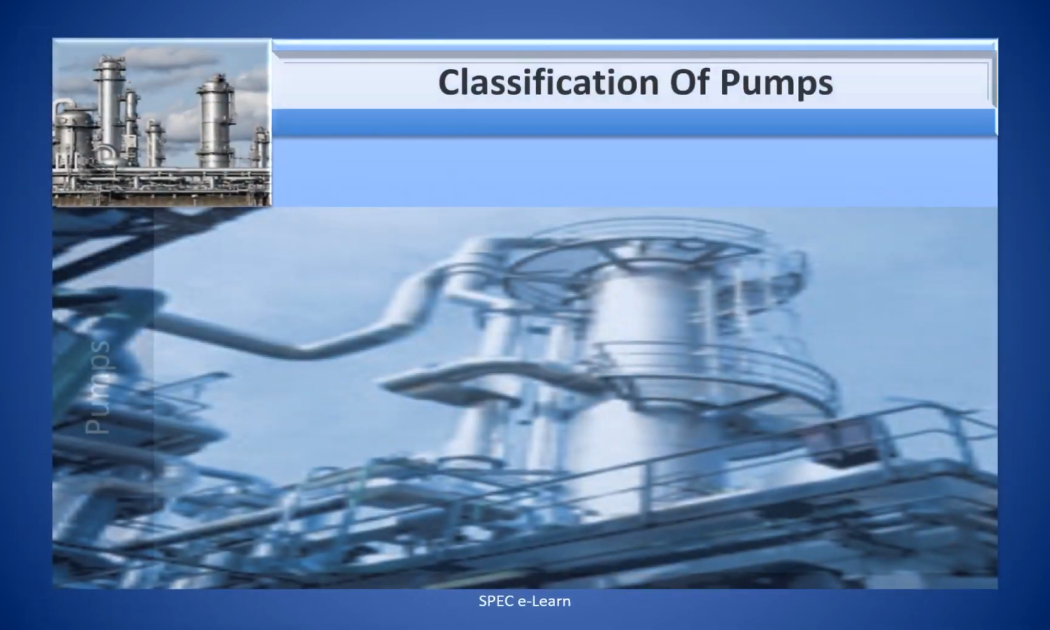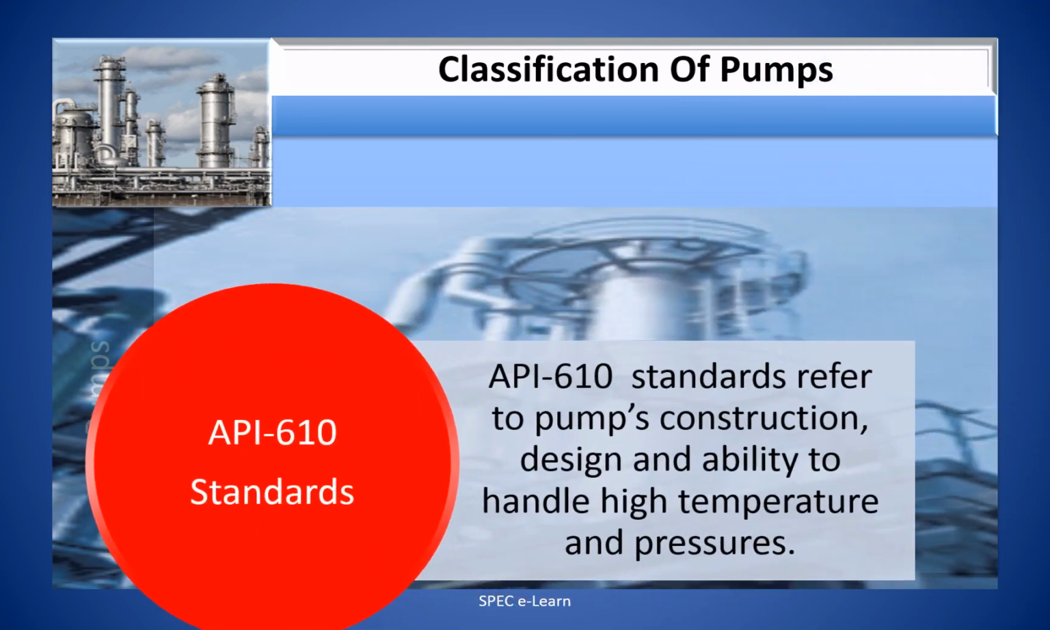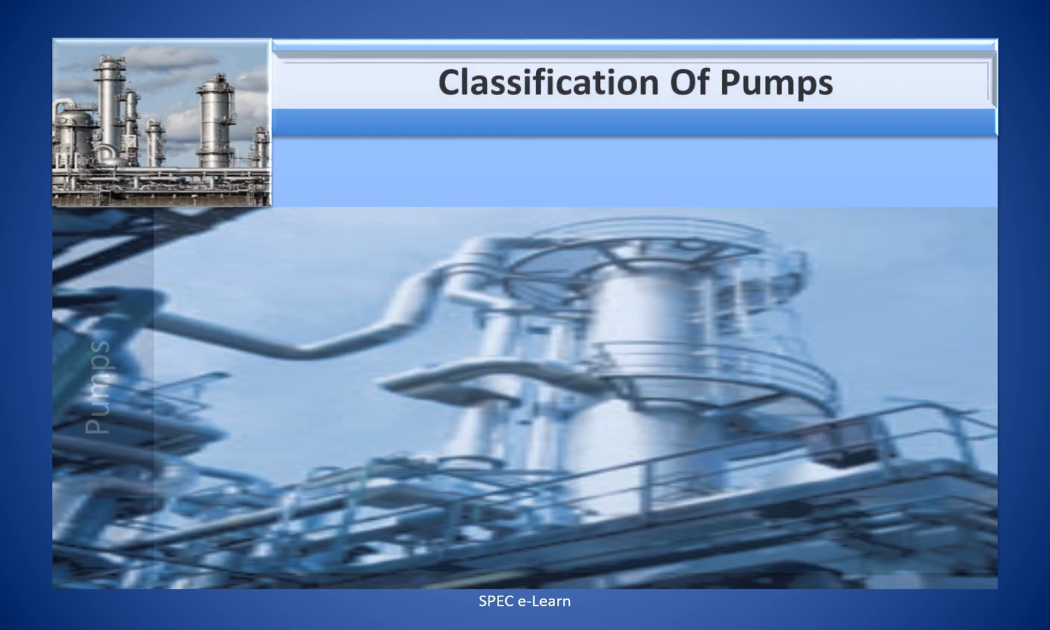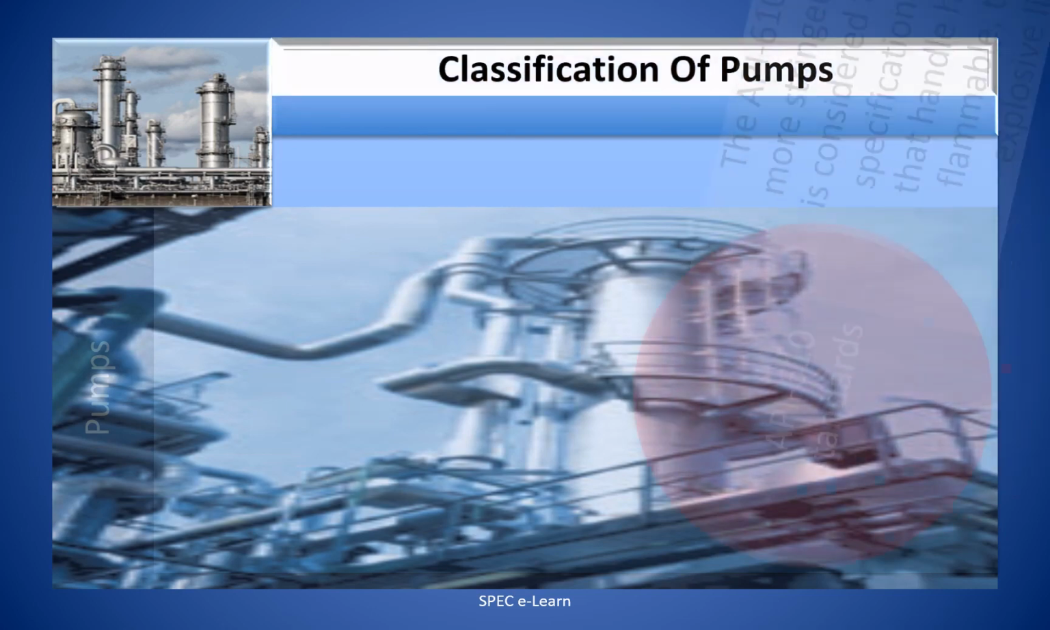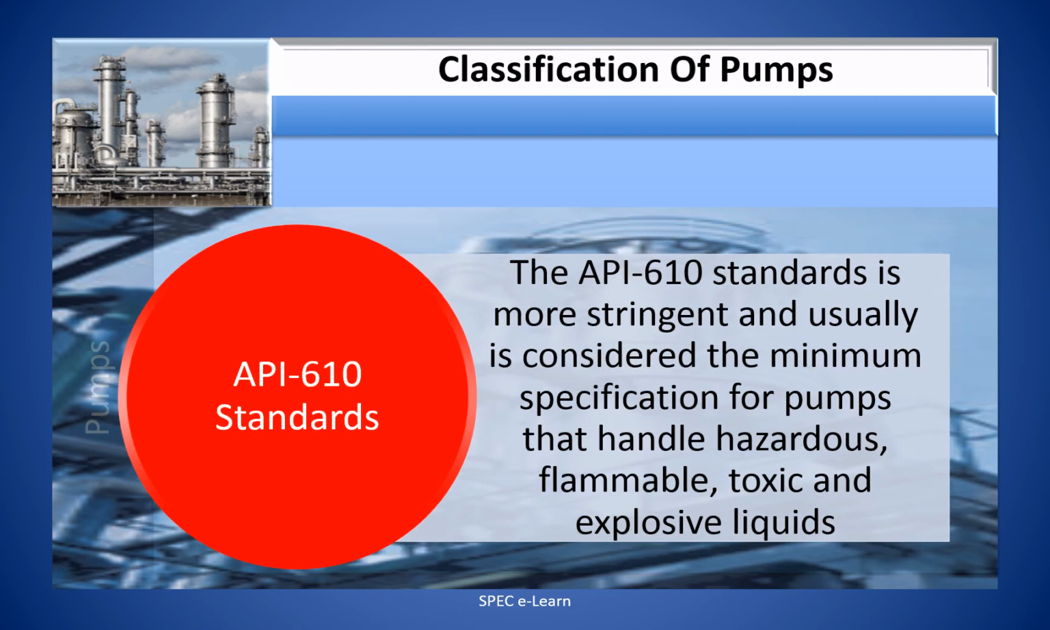API 610 standards refer to the pump's construction, design, and ability to handle high temperatures and pressures. The API 610 standard is most stringent and usually is considered the minimum specification for pumps that handle hazardous, flammable, toxic, and explosive liquids.